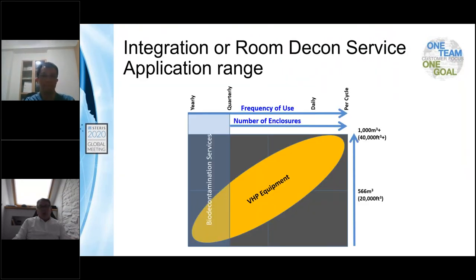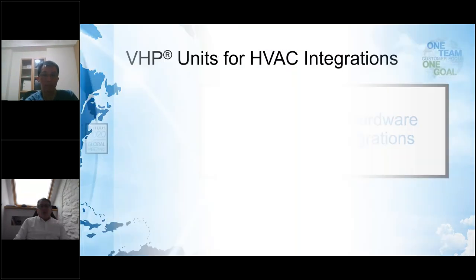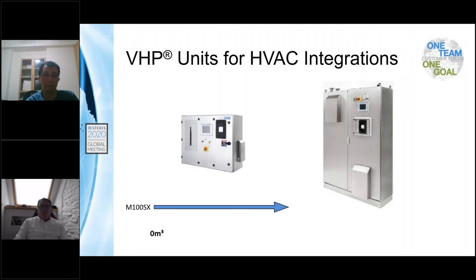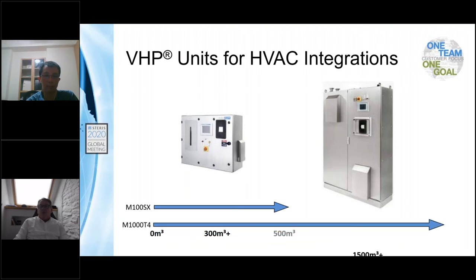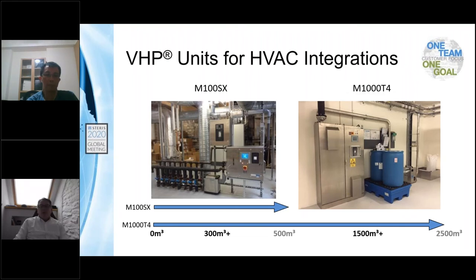Now, in terms of VHP, Nicholas went with the mobile system, and I will talk more today on the integrated system, really more focused on this. And really the frequency, the number, the complexity of the application against the volume determines the means we will need to do the decontamination. So in order to achieve this for an integrated solution, we have two different units. One will do 300 cubic meters plus, and the bigger one will do 1500 cubic meters plus. And we are integrating always inside the service area likely.